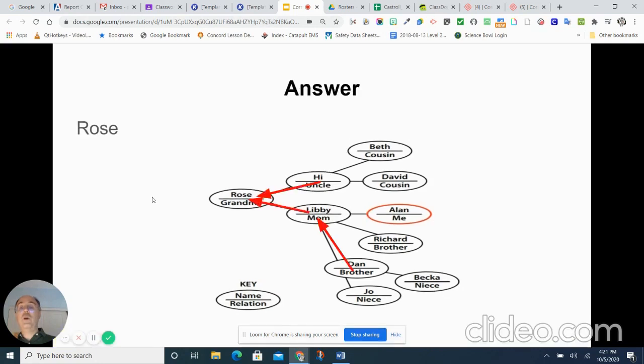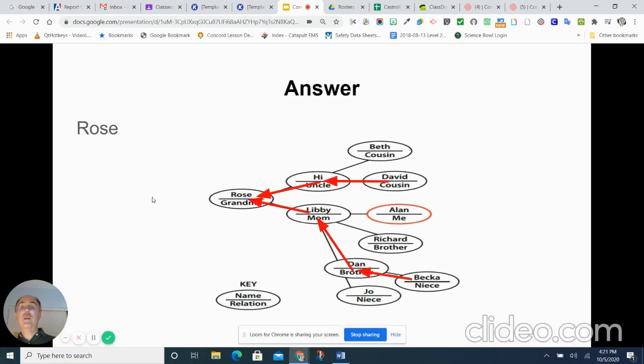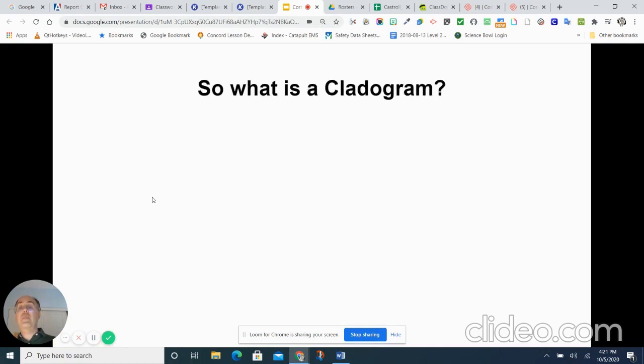Again, you should have gotten Rose because that's where their paths meet. So how about Becca and David? Again, the answer is Rose. You can see that's where they meet.